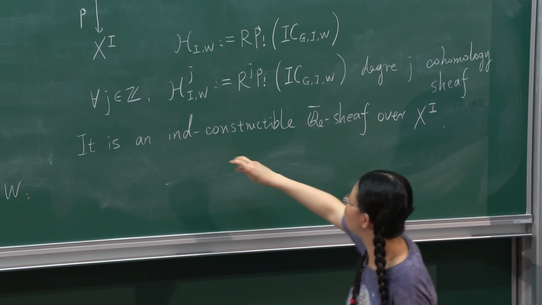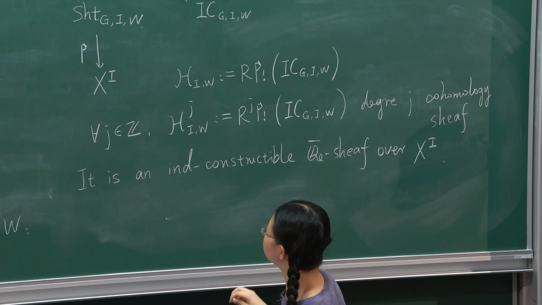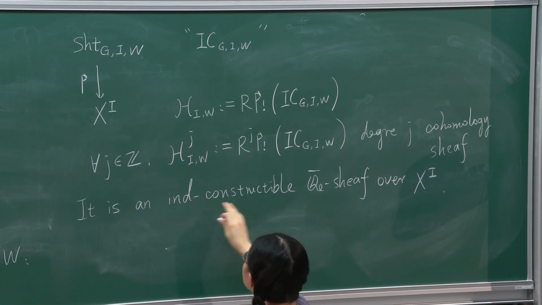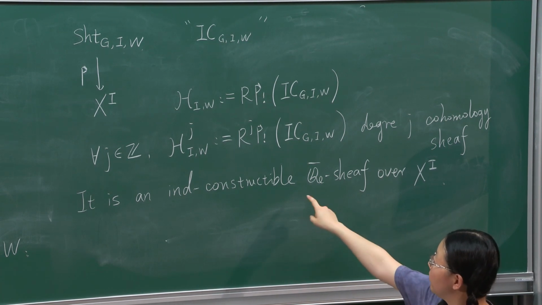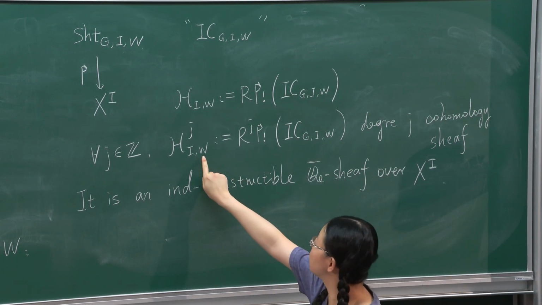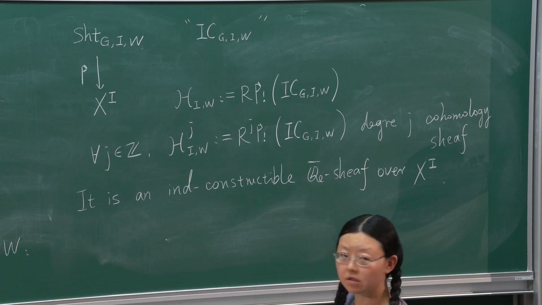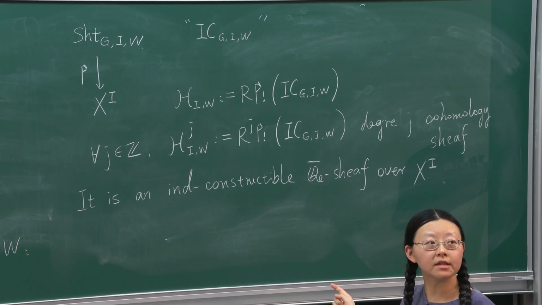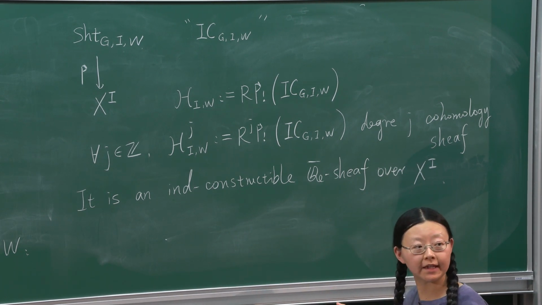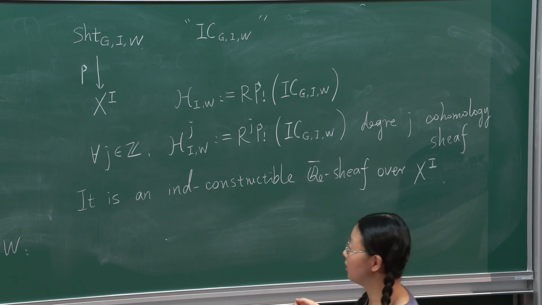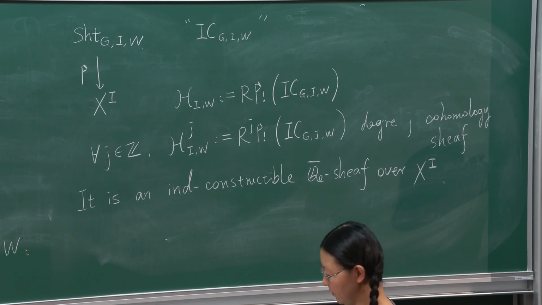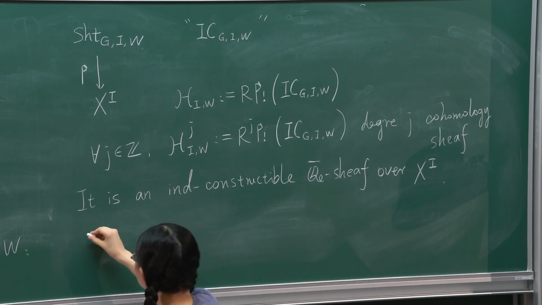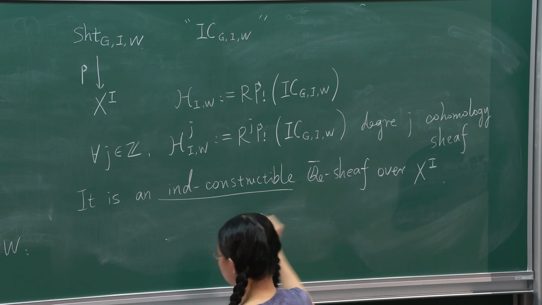And here, what I mean by an ind-constructible sheaf is an inductive limit of constructible sheaves. And to say how this is an inductive limit of constructible sheaves, we use the Harder-Narasimhan stratification on the stack of Shtukas. So I recall that because we will use it later in the talk.